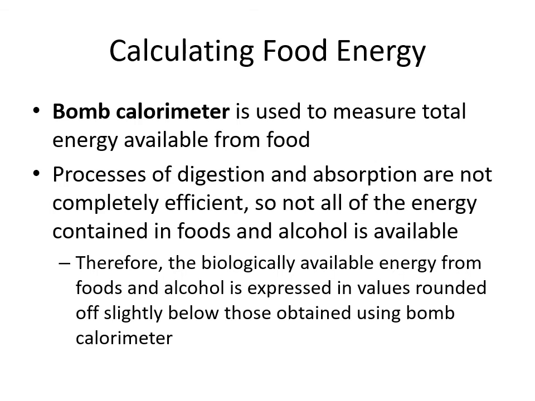Now calculating food energy. This is done using a bomb calorimeter, which is used to measure the total energy available from food. That being said, the processes of digestion and absorption are not 100% efficient, so not all of the energy contained in foods and alcohol is available to the human body. Therefore, the biologically available energy from foods and alcohol is expressed in values that are rounded off slightly below those obtained from the bomb calorimeter, so the lab results.